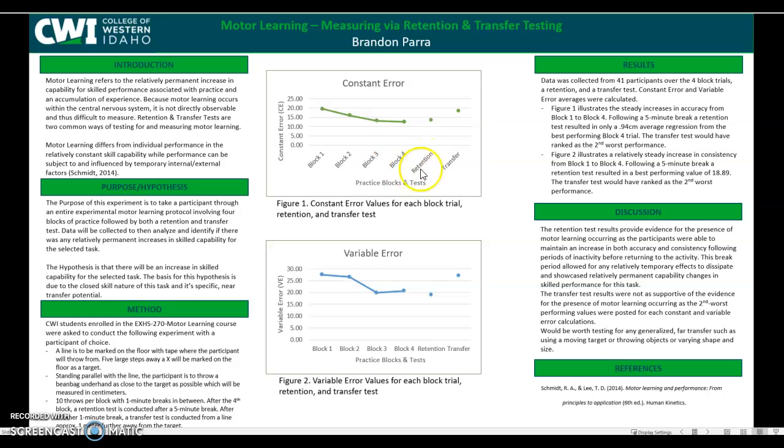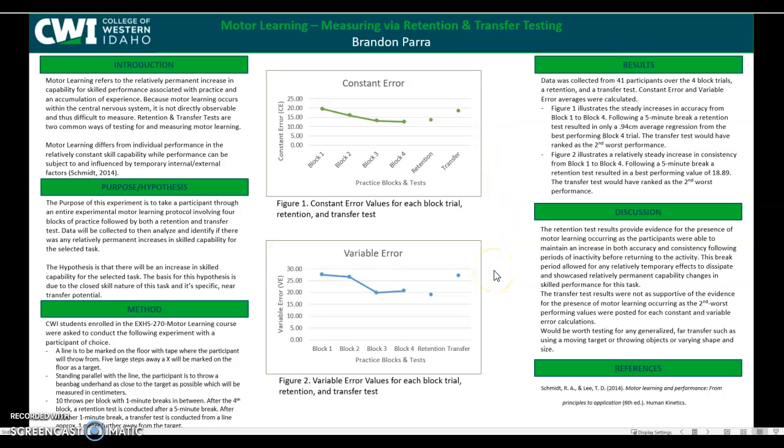And then with the transfer test, we actually saw quite the regression in comparison to the practice trials. The transfer test would have actually ranked as the second worst performance for accuracy.